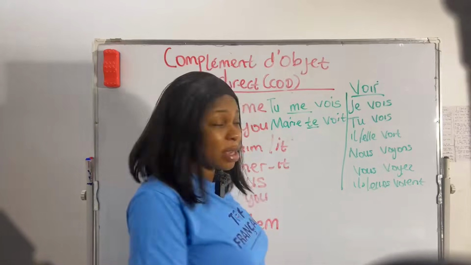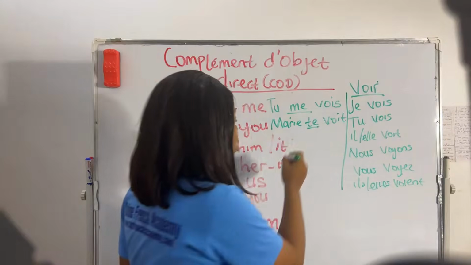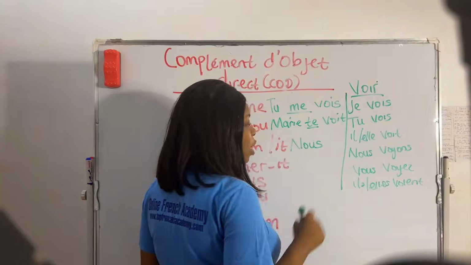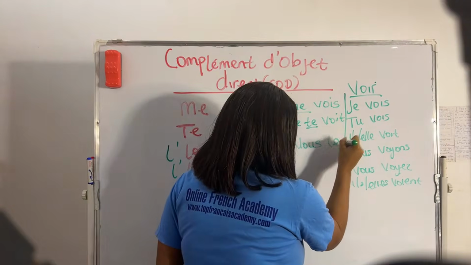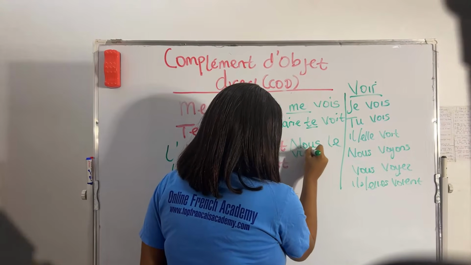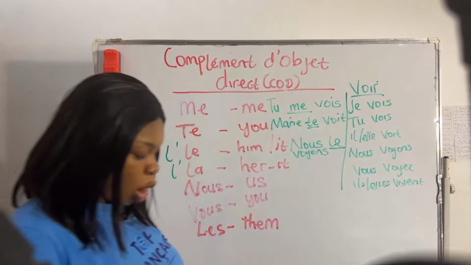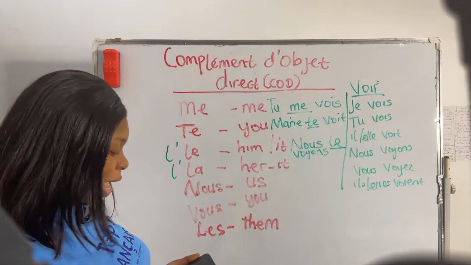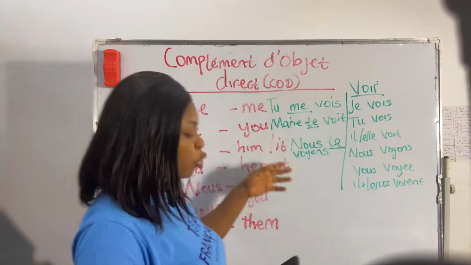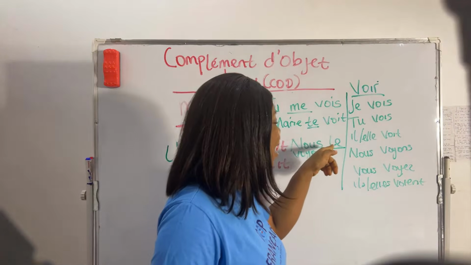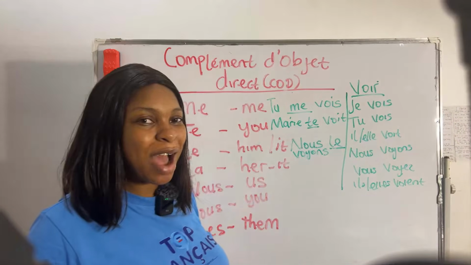So now, I want to say we are seeing him or we see him. Now, what is "we"? Let's start with our subject, of course. We always begin with our subject. We say nous. Nous le voyons. Do you see that? Nous le voyons. I hope it's clear. I hope we are getting it. So, nous le voyons, meaning we see him. You see that now?